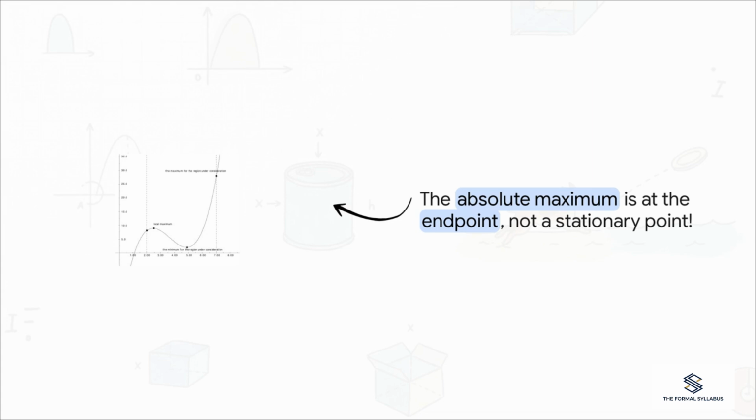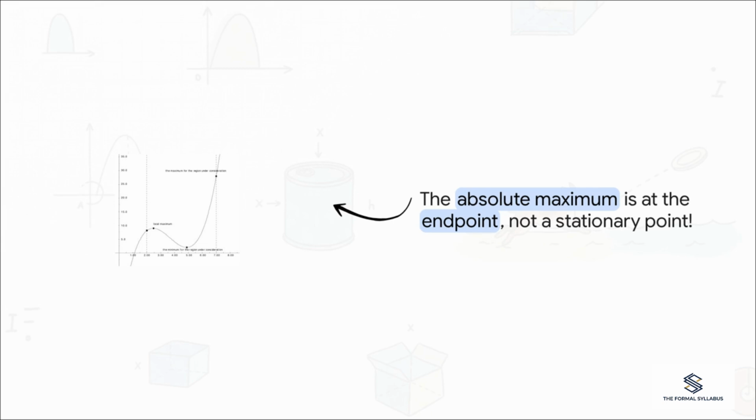Look at the graph of this polynomial function. Say we want to find the maximum value on the interval between x equals 2 and x equals 7. Notice that local maximum on the left, where the derivative is 0. A lot of people find that critical point and just declare victory. But look at the right side. The absolute highest point on this entire graph isn't where the derivative is 0. It's actually right at the harsh edge of the interval at x equals 7.